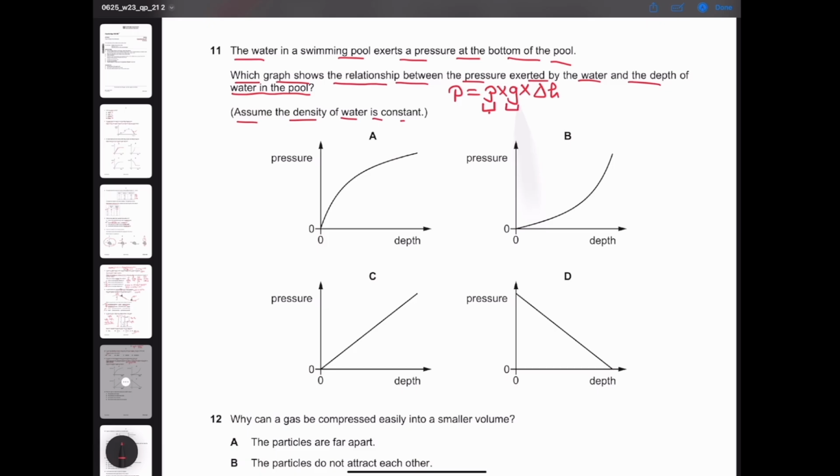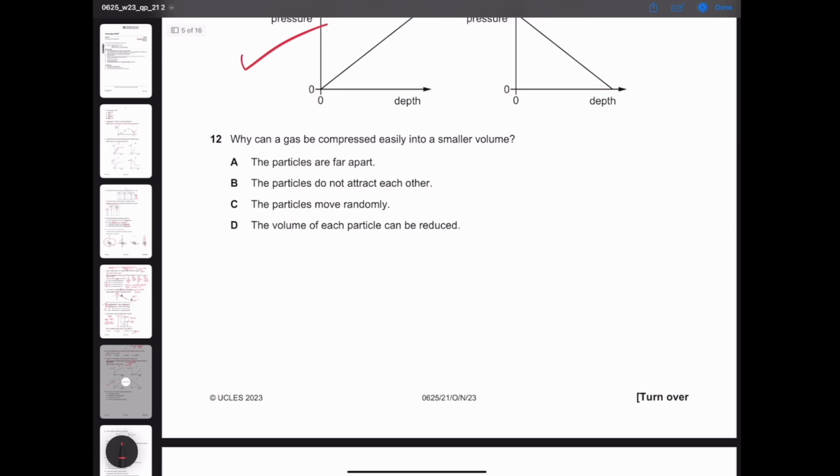So we can say pressure is directly proportional to the change of height. So it should be a straight proportion graph, linear relation, right? Answer should be C.